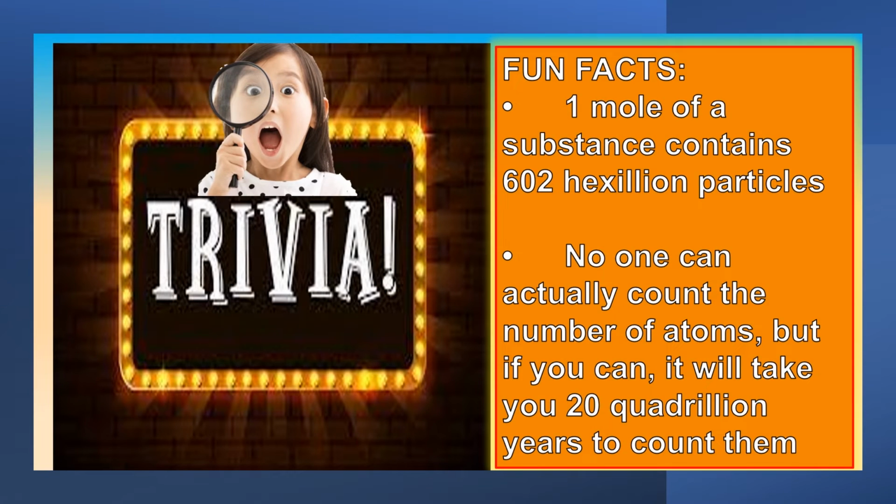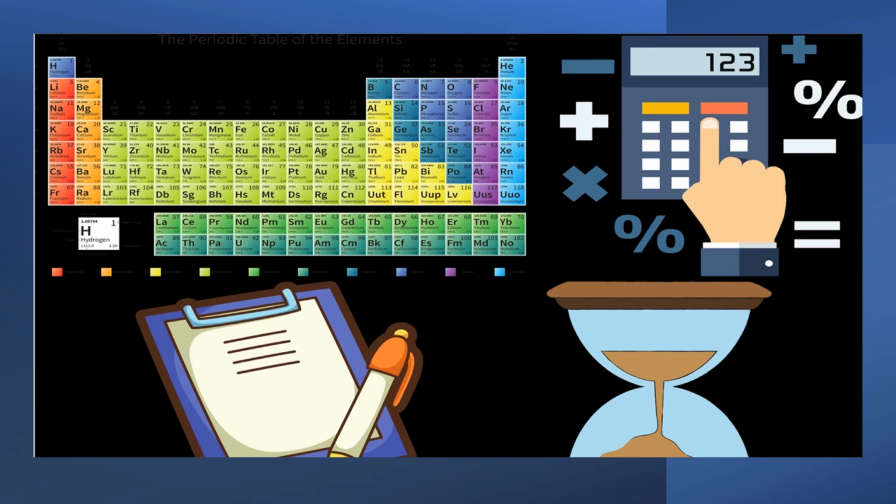Here's a little bit of trivia. Did you know that 1 mole of a substance contains 602 hexillion particles? That's a lot. No one can actually count the number of atoms, but if you can, it will take 20 quadrillion years to count them all. Before we proceed to our computation, I want you to grab your periodic table of elements, your calculator, your pen and paper, and bring with you a lot of patience.